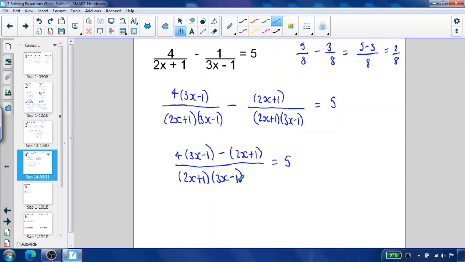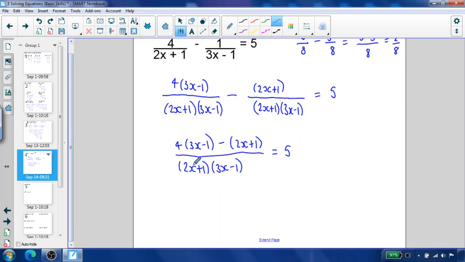Now I'm sort of back to examples we've already looked at, and I can think about this as being a divide by (2x plus 1), (3x minus 1). So I'm going to get rid of this fraction now by multiplying both sides by this denominator. So if I multiply everything by these two brackets, I'm going to get rid of this fraction, but these two brackets are going to appear over here. So I'm going to have 4, (3x minus 1) minus (2x plus 1) is equal to 5 lots of two of the brackets.